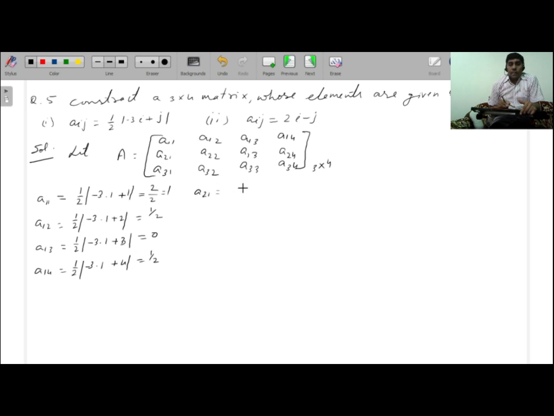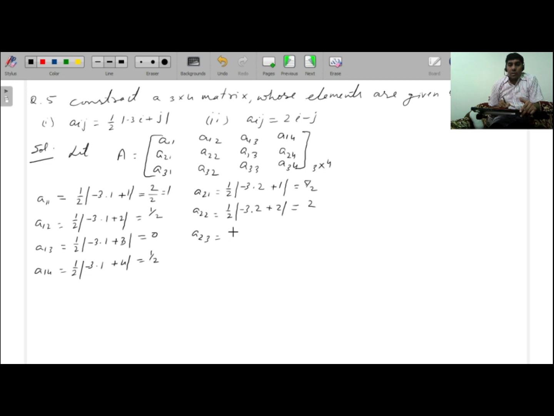A21, 1 by 2 modulus of minus 3 into 2 plus 1. Minus 3 into 2 is minus 6 plus 1 is minus 5. Minus 5 modulus is 5, so 5 by 2. A22, 1 by 2 modulus of minus 3 into 2 plus 2. Minus 3 into 2 is minus 6 plus 2 is minus 4. Minus 4 modulus is 4. 4 by 2 is 2.